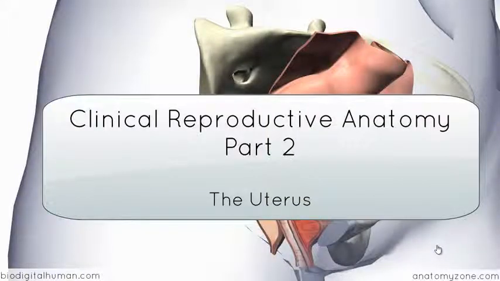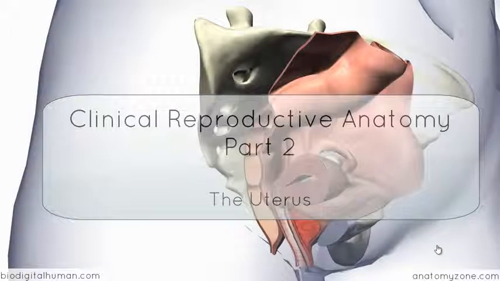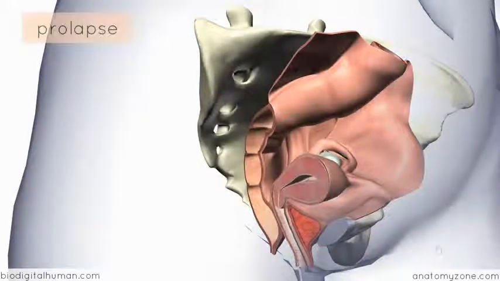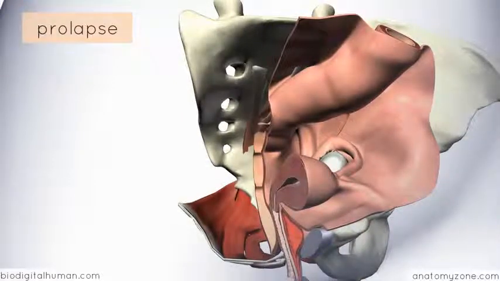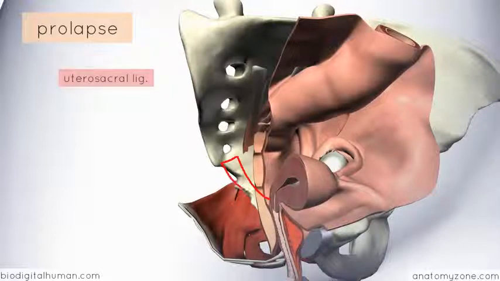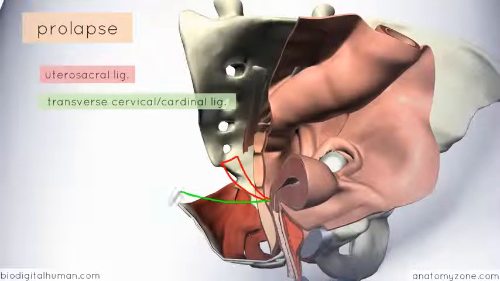So moving on to the uterus now, there are several things to talk about here. The first thing I'm going to mention is prolapse. If you remember some of the structures supporting the uterus, you've got the uterosacral ligament attaching from the cervix to the sacrum, the transverse cervical ligament attaching to the side wall, and the pubocervical ligament extending anteriorly.